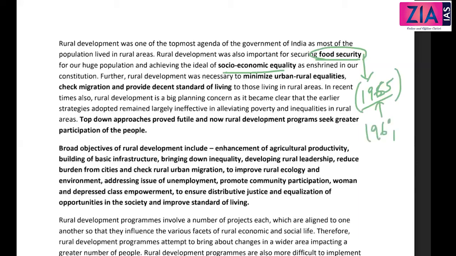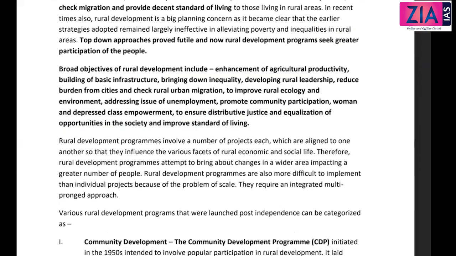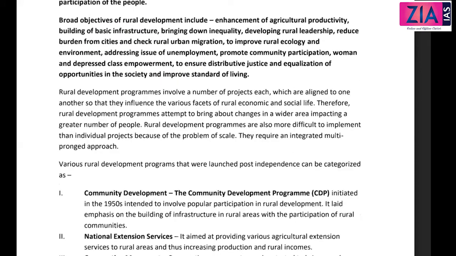Okay, under Mr. Swaminathan. Socio-economic equality, minimize this, we have discussed already. Check migration, provide decent standard of living. Okay. So the top-down approaches, which were followed initially, were not that good. It was found futile. So now rural development programs seek greater participation of the people. Means democratic decentralization. So Panchayati Raj institutions are playing the key role at the lower level. So these are the main objectives of rural development.